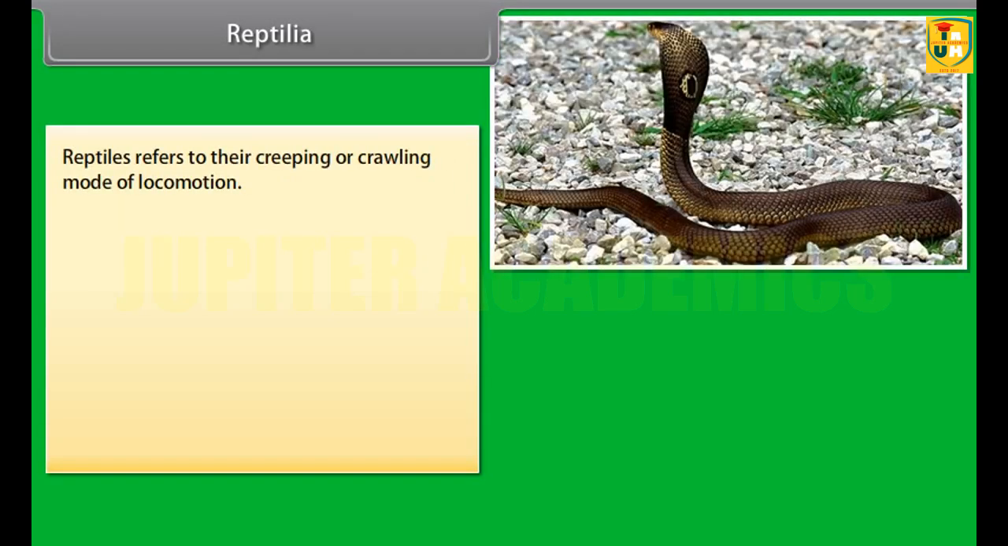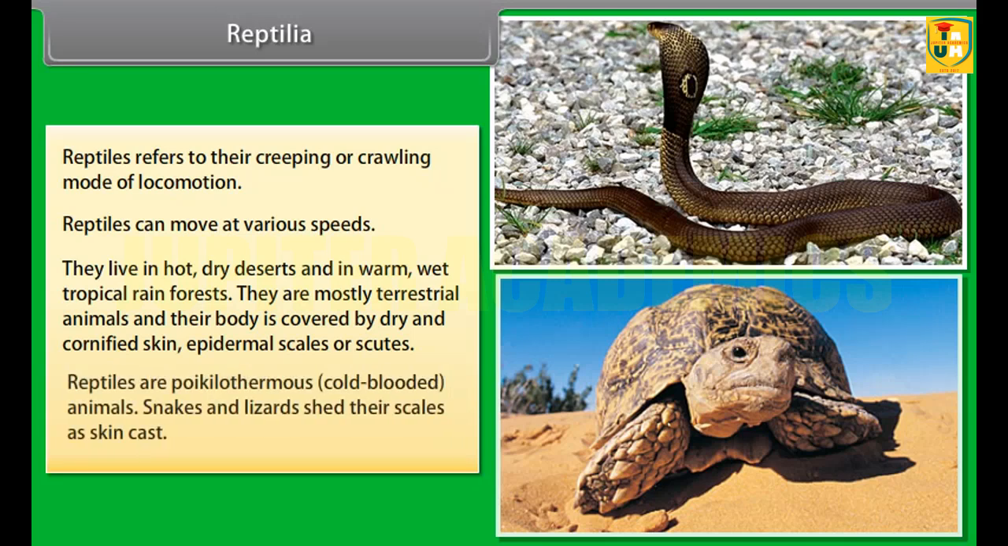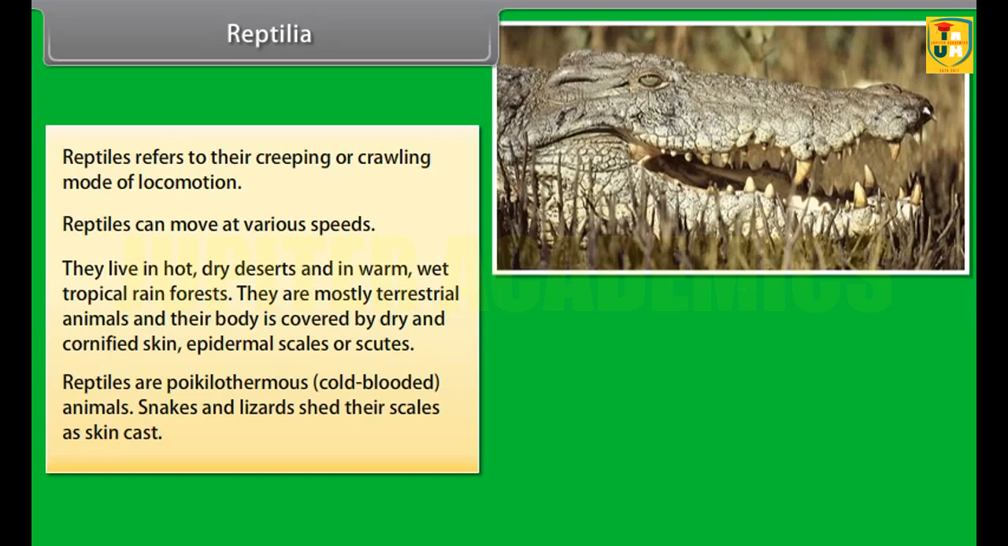Reptilia. Reptiles refer to their creeping or crawling mode of locomotion. Reptiles can move at various speeds. They live in hot, dry deserts and in warm, wet tropical rainforest. They are mostly terrestrial animals and their body is covered by dry and cornified skin, epidermal scales or scutes. Reptiles are poikilothermous or cold-blooded animals.